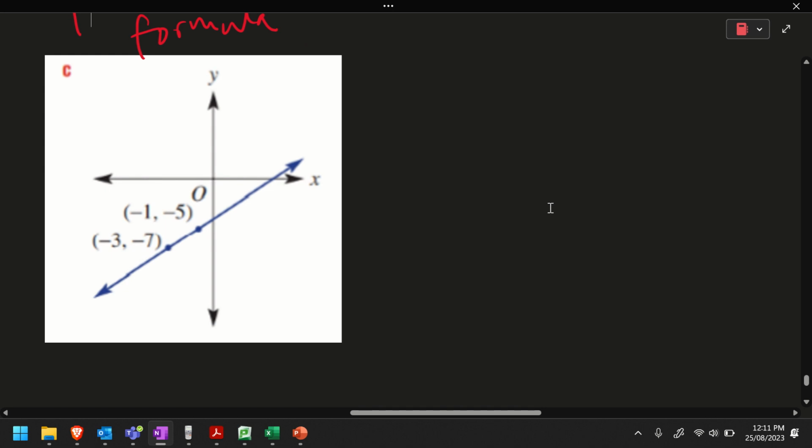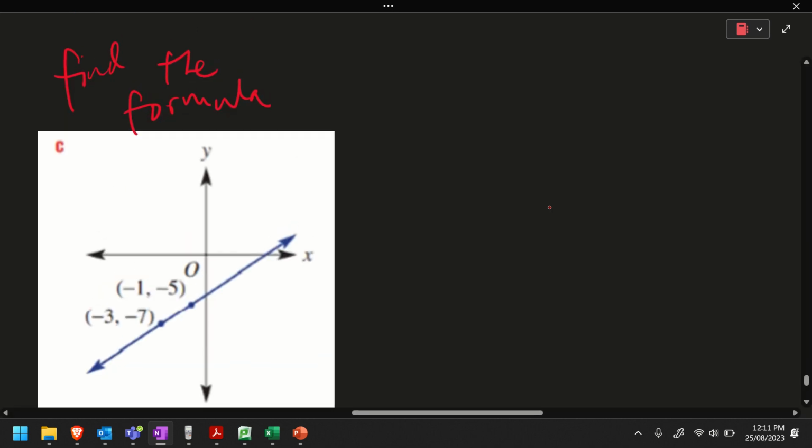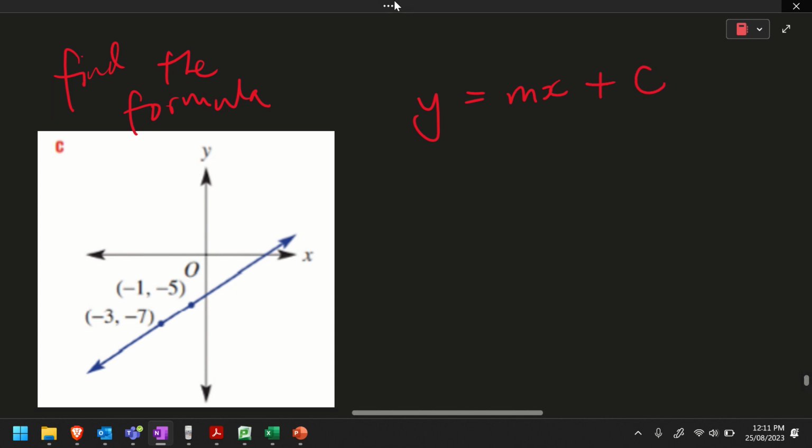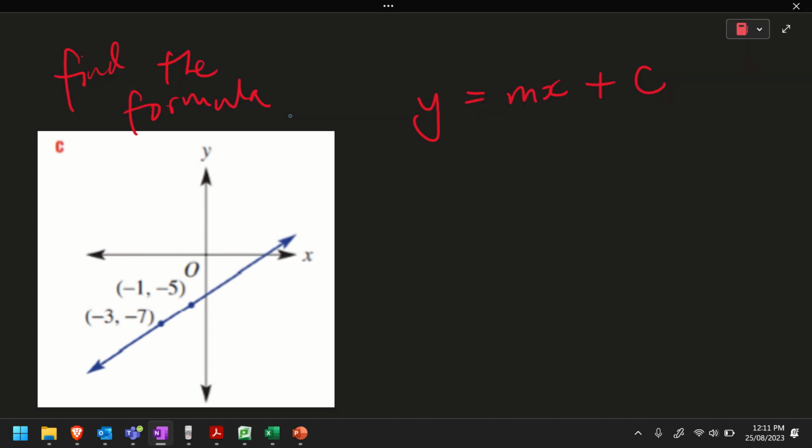All right, so again, with these sorts of questions, you only need to have 2 points. I can see there's 2 points there already. And also, our formula needs to look like this: y equals mx plus c. So you're looking for 2 things: the gradient and the y-intercept. 2 numbers. Not hard.